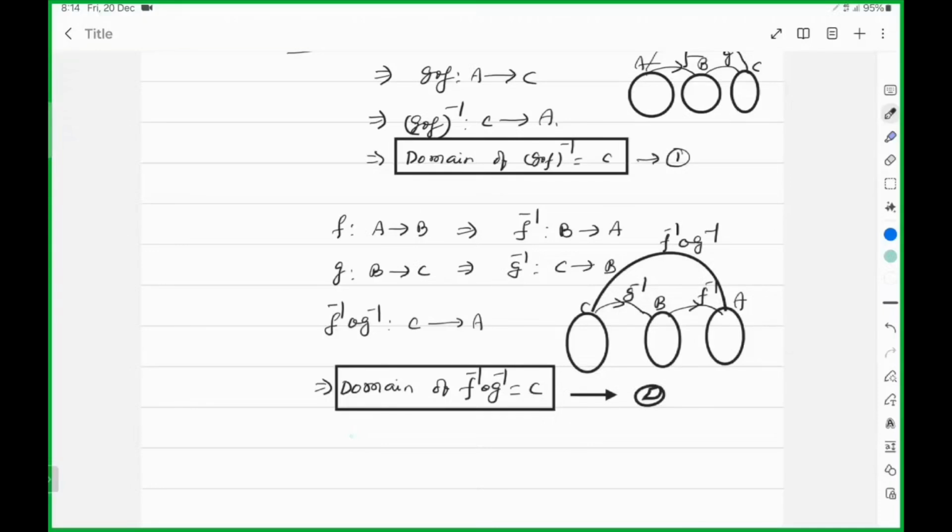So from 1 and 2, the domain of (G circle F) whole inverse is equal to the domain of F inverse circle G inverse, which is equal to C. So the first part is over.